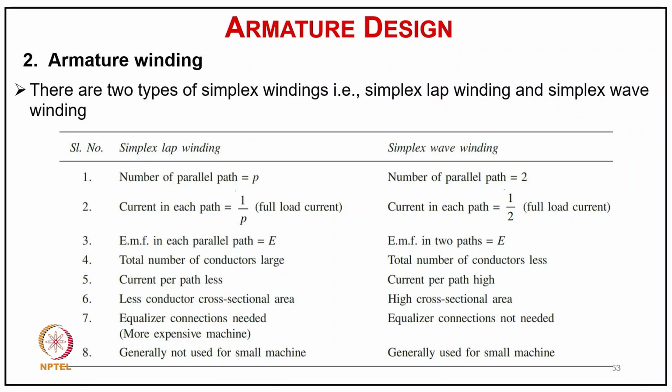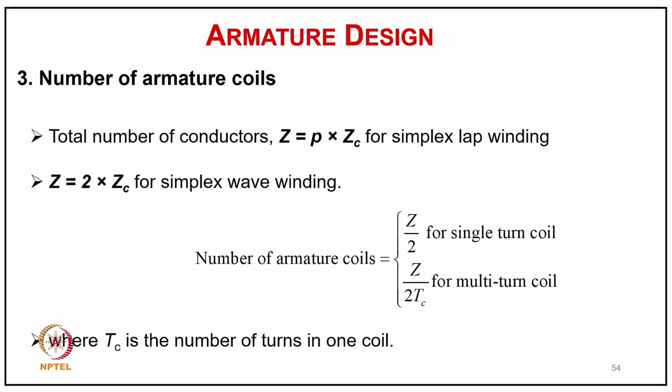However, in wave winding, the number of parallel paths is 2, and current in each path is 1 by 2 into the full load current. Induced EMF in the 2 parallel paths is E, the total number of conductors is less, and current per path is high, so the cross section area is larger. The equalizer connection is not needed, and it is generally used for a small machine.